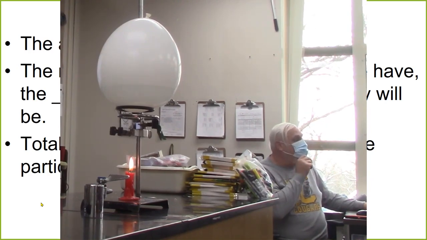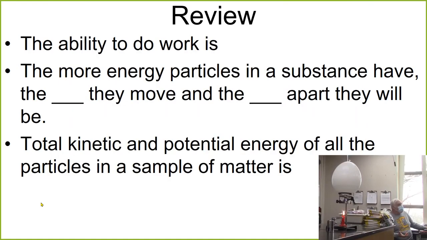All right, so a review. Real quick, this is a review of some things that you guys have learned. The ability to do work is the definition of what? Energy! Very good. All right, so the ability to do work is energy.